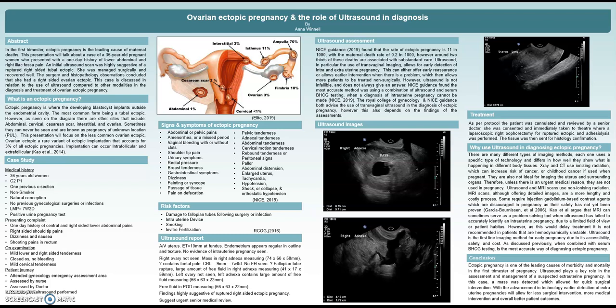Ultrasound is the first-line imaging method for early pregnancy due to its accessibility, safety and cost. As discussed previously, when combined with serum beta-HCG testing, it is the most accurate way of diagnosing an ectopic pregnancy. Ectopic pregnancy is one of the leading causes of morbidity and mortality in the first trimester of pregnancy. Ultrasound plays a key role in the assessment and management of a suspected extrauterine pregnancy. In this case, a mass was detected, which allowed for a quick surgical intervention. With the advancement in technology, earlier detection of extrauterine pregnancies will allow for less surgical intervention, more medical intervention, and overall better patient outcomes.